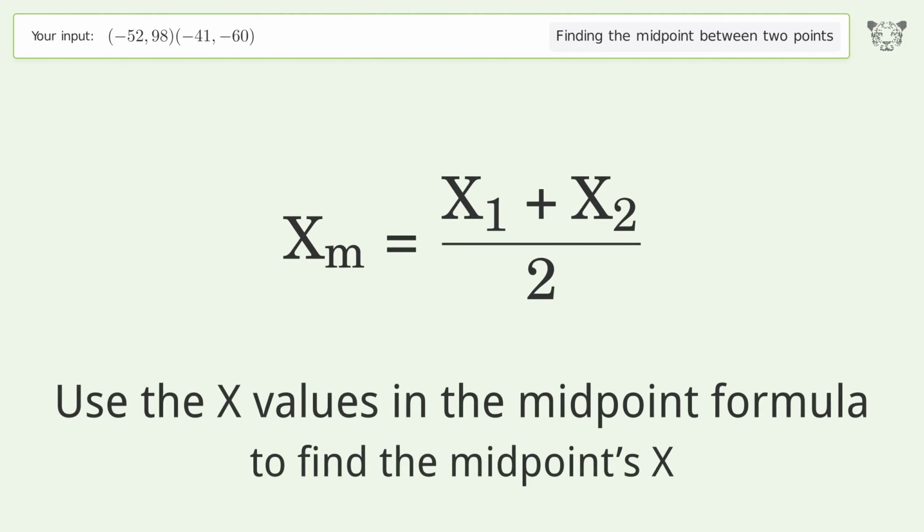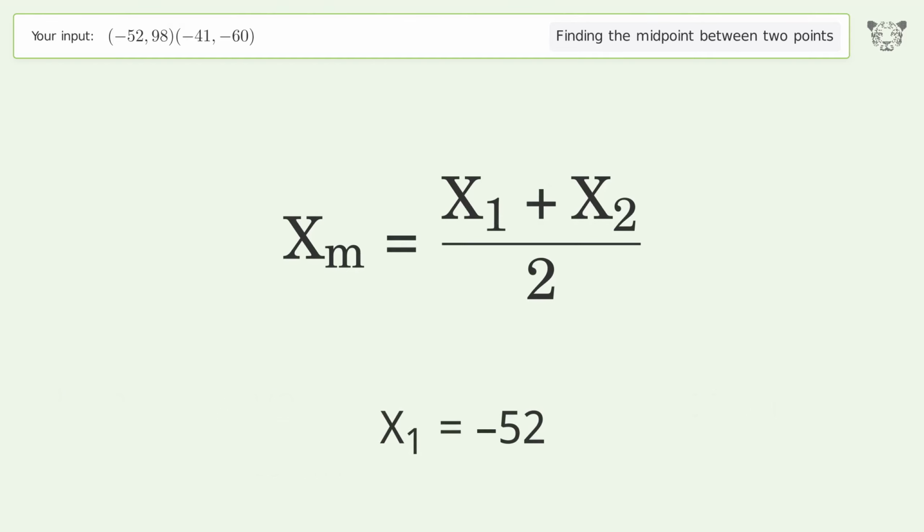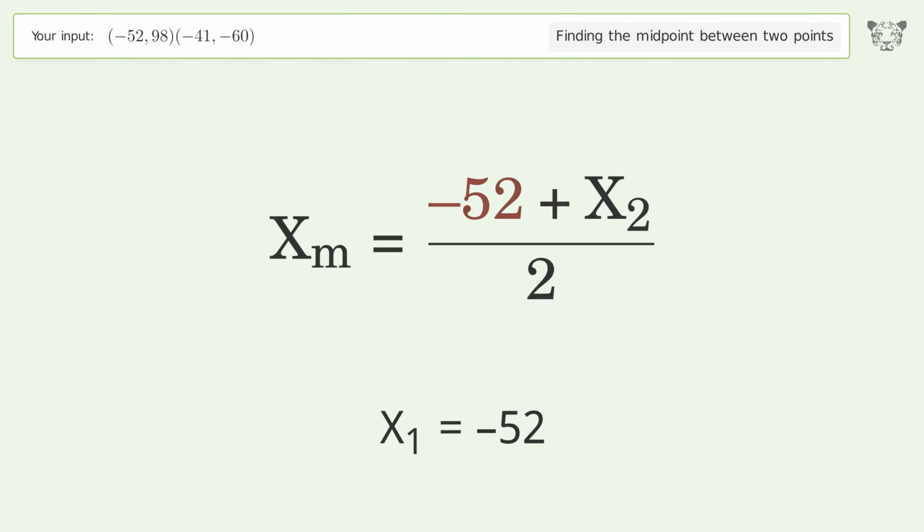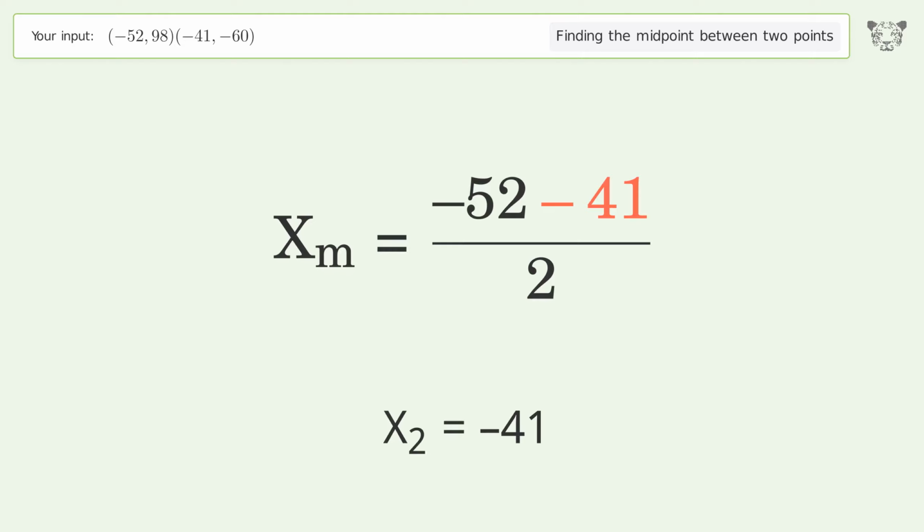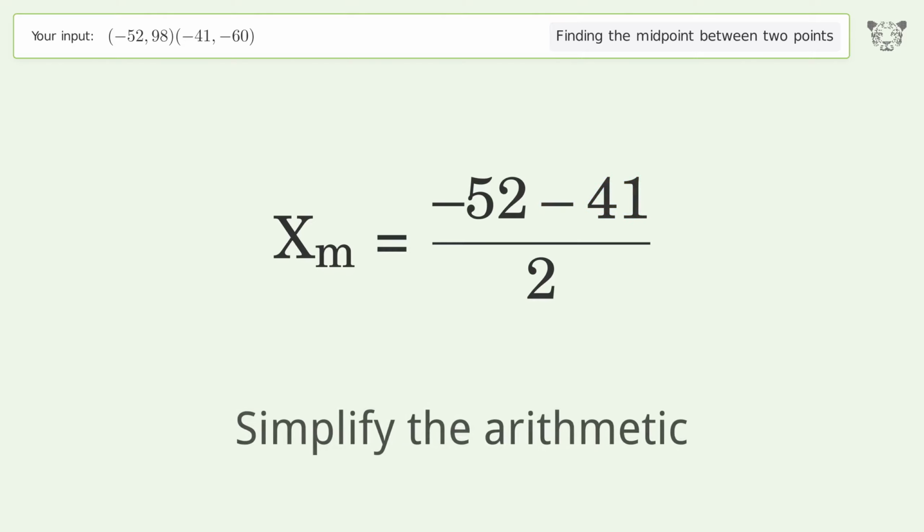Use the x values in the midpoint formula to find the midpoint's x. x1 equals negative 52. x2 equals negative 41. Simplify the arithmetic.